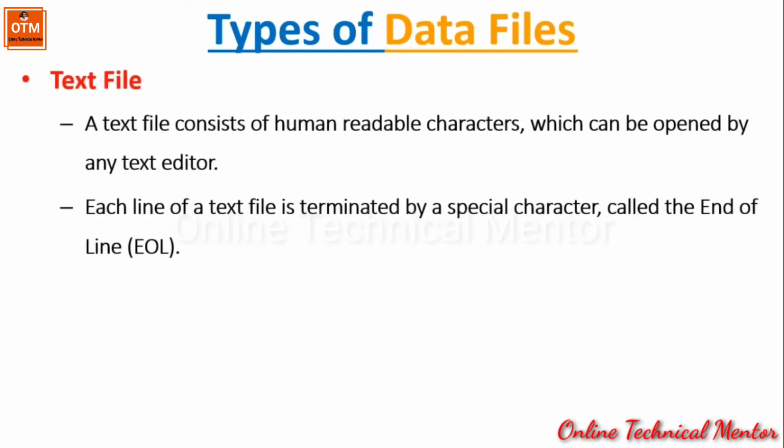Next, types of data files. We will deal with two different data files, that is the text file and the binary file. So what is a text file? A text file consists of human readable characters which can be opened by any text editor. Each line of a text file is terminated by a special character called the end of line. These text files support ASCII and Unicode.